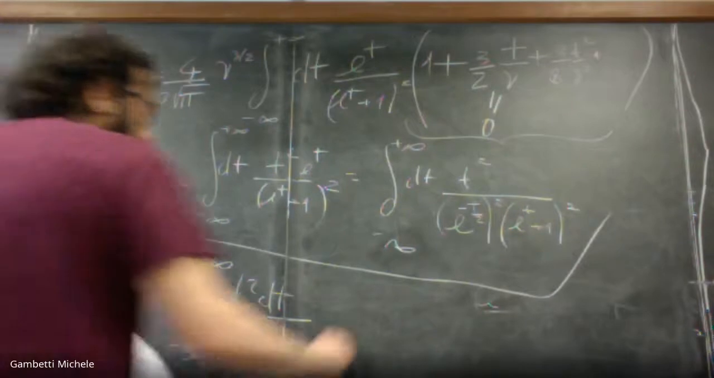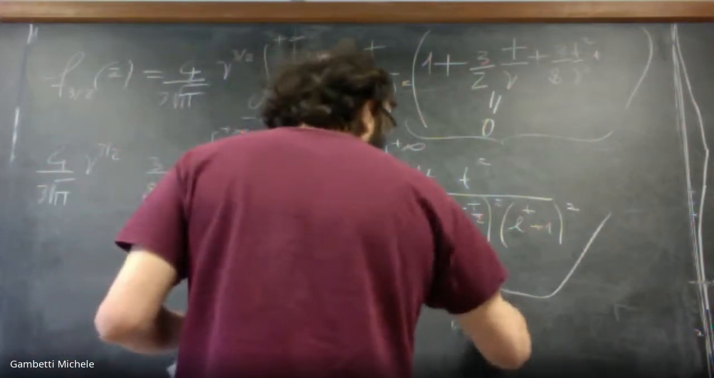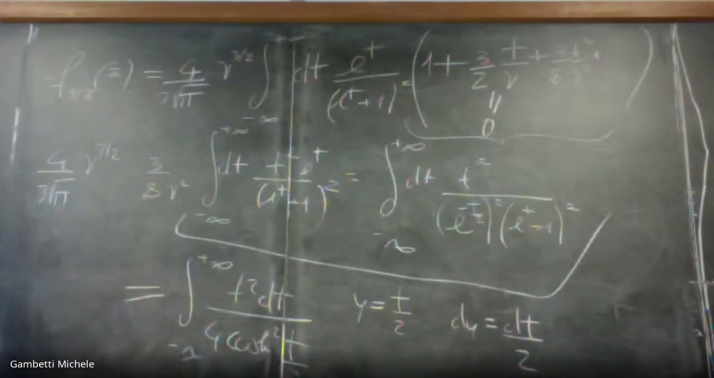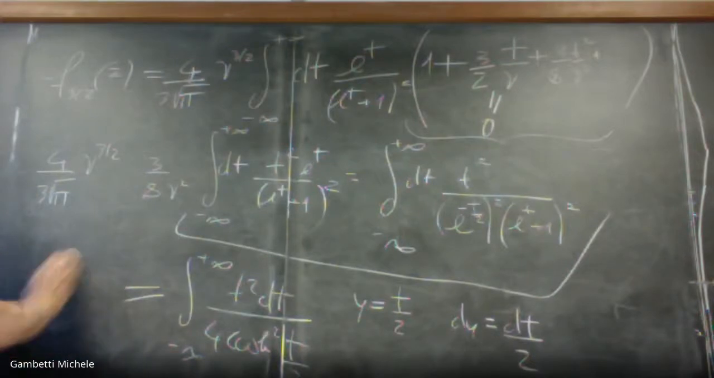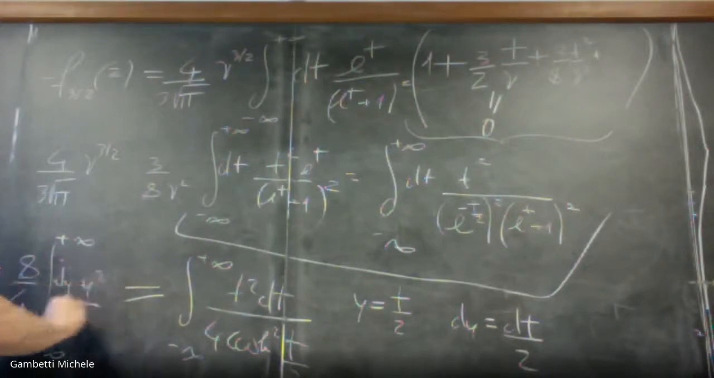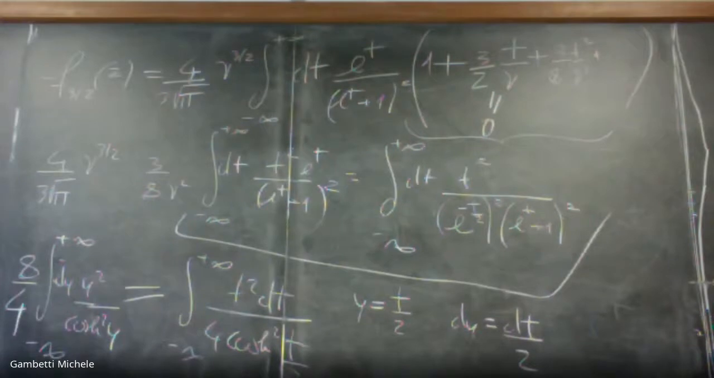Ok, so then you change variable. You can introduce y is equal to t divided by 2, dy is equal to dt divided by 2, and therefore in this integral, instead of t, I introduce y, so I will get a factor of 4 outside and a factor of 8. Okay, should be 8 divided by 4, and then I have the integral from minus infinity to plus infinity of dy y squared divided by cosh squared of y.